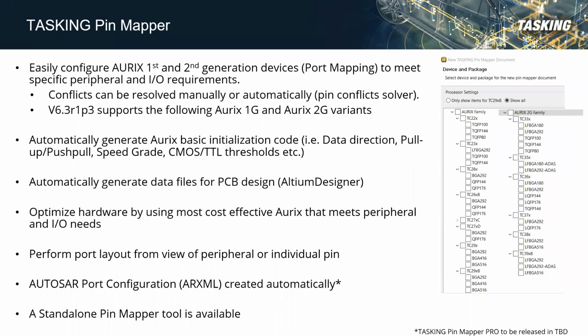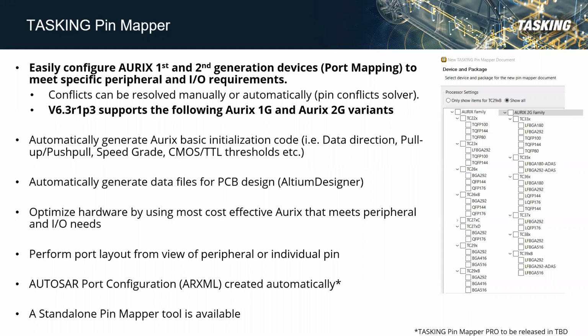This is a tool that comes with our tool set. It is also available as a standalone product. What the tasking pin mapper does is it easily allows you to configure AURIX first and second generation devices to meet the different peripheral and I/O requirements of the application. The current version of the tasking toolset, version 6.3R1, supports the following AURIX 1G and 2G variants. You can see here that the whole family is supported, first generation and second generation. In many instances, we have upwards of 5 different package types that are supported per family member.